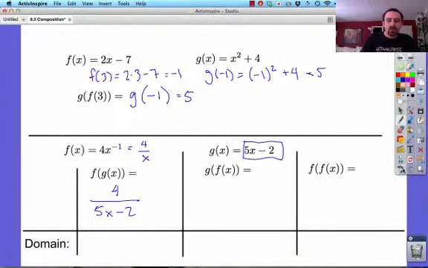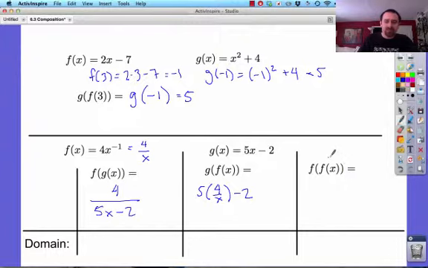Okay. Now let's look at what happens if I put f inside of g. Well, g is 5x minus 2. So I take the input of g, I multiply it by 5, and I subtract 2. Well, now my input is f. So I go 5 times 4 over x minus 2. I put the entire function f inside of g.